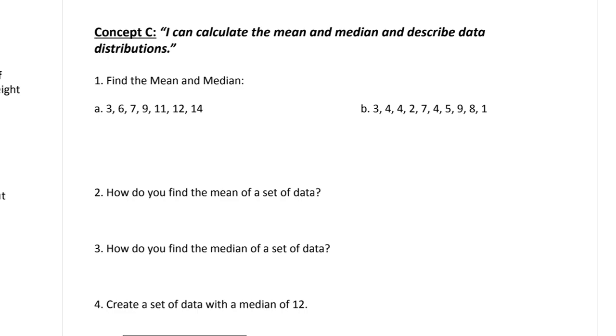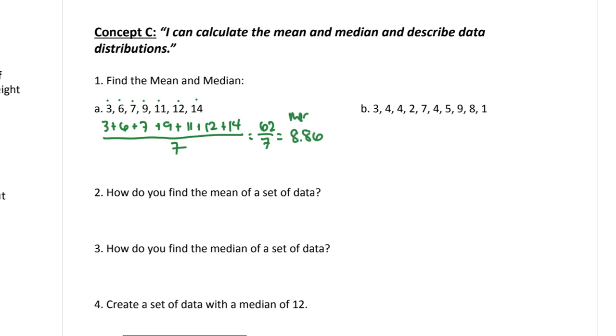All right, now we're on to concept C. In concept C, we are finding the mean and the median. To find the mean, we're going to add these all together. So 3 plus 6 plus 7 plus 9 plus 11 plus 12 plus 14. And then to find the mean, you divide by the total number of numbers. So that's 1, 2, 3, 4, 5, 6, 7 numbers. So that divided by 7. When you add those all up, you get 62 over 7. That's going to be 8.86. So that's going to be the mean.